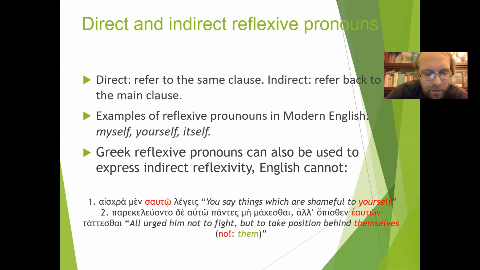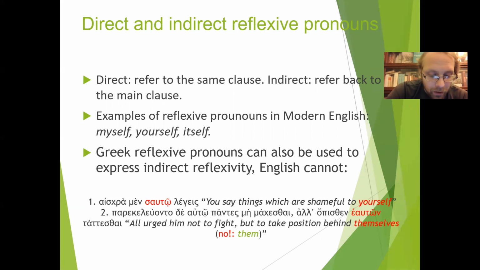But in classical Greek, reflexive pronouns are often used also in subordinate clauses to refer back to elements in the main clause. And this is especially common in connection with reflexive pronouns in the third person, both in the singular and plural, while the indirect use is less common in the first and second persons. Okay, but let's overview the full paradigms for the reflexive pronouns in classical Greek, and these exist in the first, second, and third person singular and plural.